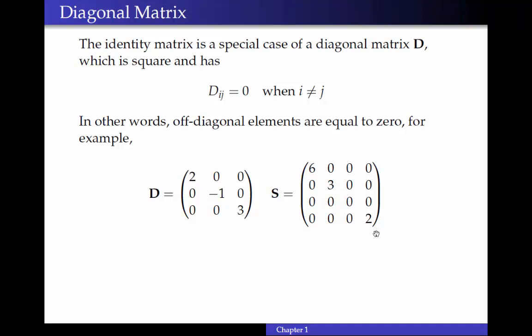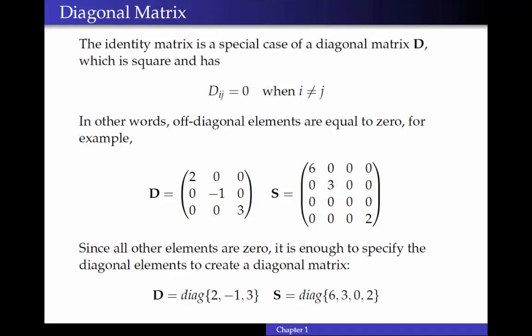So here, D is a 3 by 3 diagonal matrix, and it has all non-zero numbers on the diagonal. And here, S is a 4 by 4 diagonal matrix, and it has a 0 on the diagonal, but that's okay. The only thing we really need to be sure it's a diagonal matrix is that all of the off-diagonal elements are 0. And since all those other elements are 0, to specify enough information to create the diagonal matrix, all we need to do is list those diagonal elements. So in software or otherwise, we can shorten the writing of this matrix and simply write that it's a diagonal matrix with diagonal elements as listed. And so this is actually the code that will be used to create diagonal matrices.